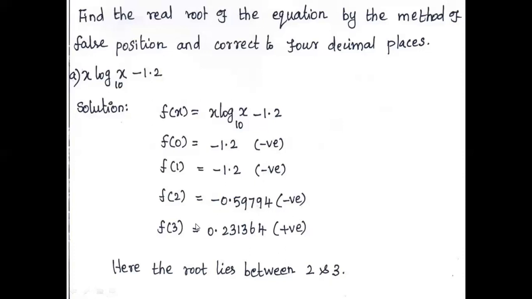Next, we have to put x equal to 3. Here we got the positive value 0.231364. So see here, f of 2 value is negative, f of 3 value is positive. So that means the root lies between 2 and 3. The values we have substituted for x, that is 2 and 3: for f of 2 the value is negative, f of 3 is positive, therefore the root lies between 2 and 3.